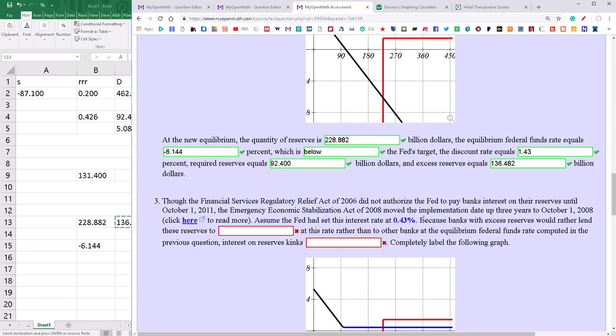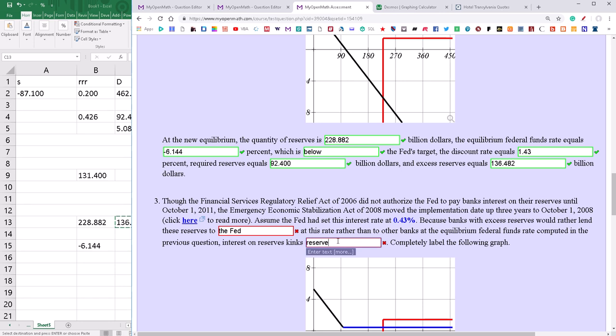Okay, in 2008, the Fed was given a new tool. It can pay banks interest on their reserves. Okay? So, because banks with excess reserves would rather lend these reserves to the Fed at this rate than to other banks at the equilibrium federal funds rate, which is negative, interest on reserves kinks the demand for reserves.